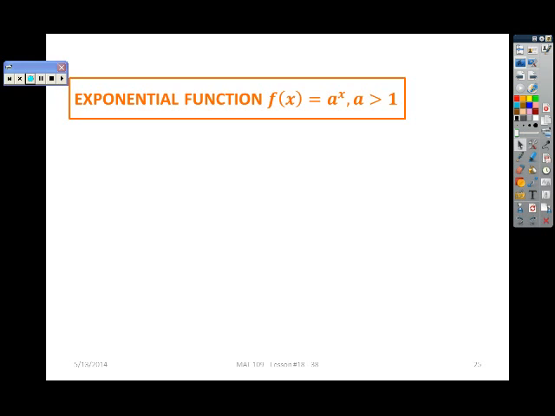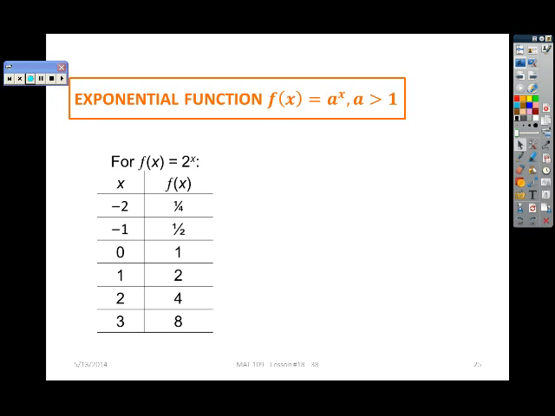And for this one, we're going to let a be greater than 1. It's not going to behave differently. It'll look different if a is between 0 and 1. So let's look first at where a is greater than 1. For an example, we'll use 2 for a, just so it gives us something to look at. If we create the xy table for 2 to the x, it looks like this.